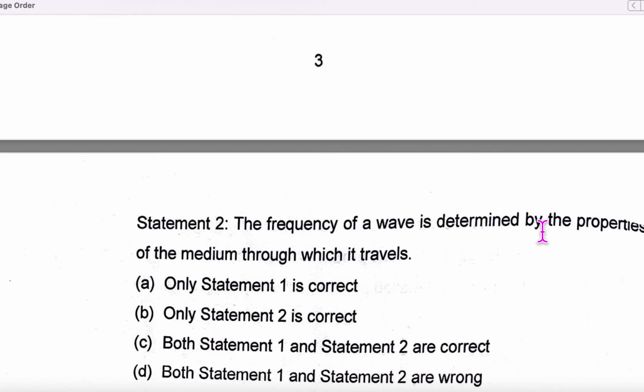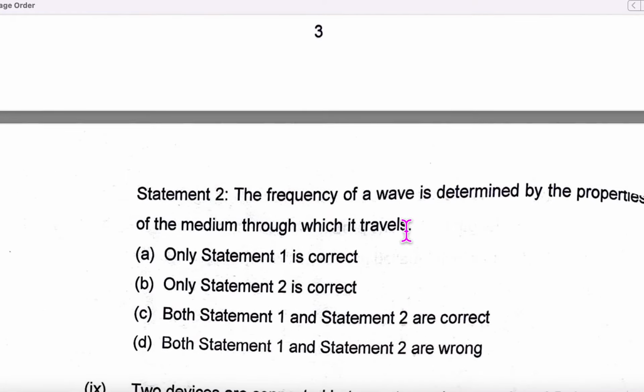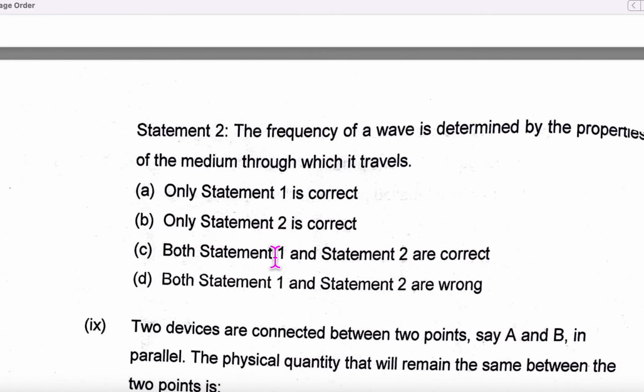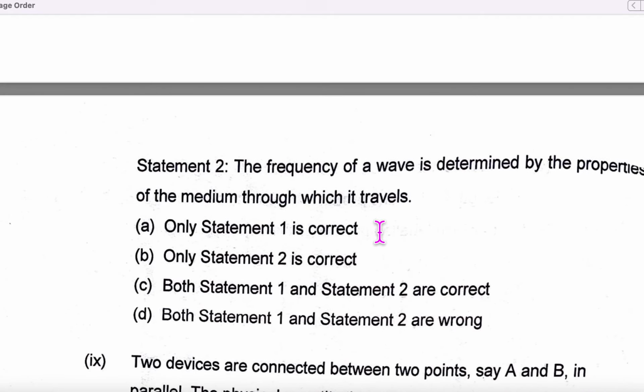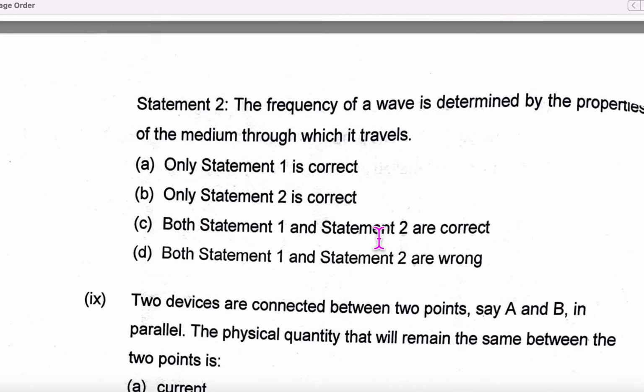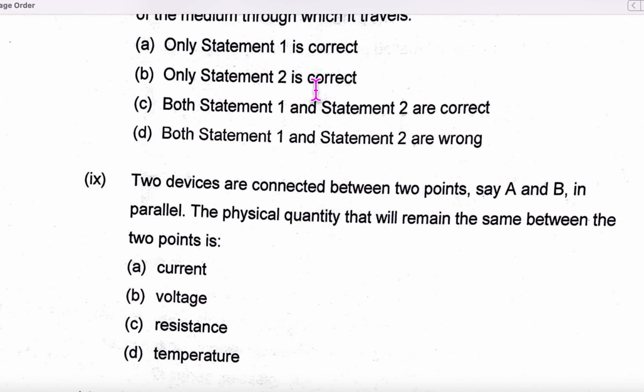They are saying frequency is determined by the properties of the medium. No. Correct? Yes, sir. Frequency is determined by the size and shape of the source of sound. Okay, so this is wrong. What is it? Statement 1 and 2 are correct. Both statement 1 and 2 are wrong. Only statement 1 is correct. Only statement 2 is correct. Okay. The choices are a little different, no?